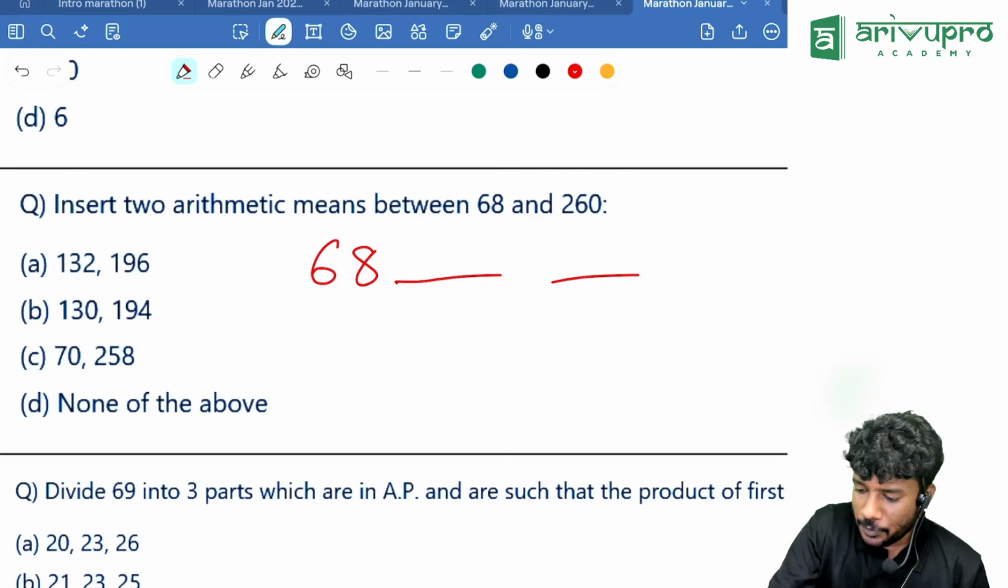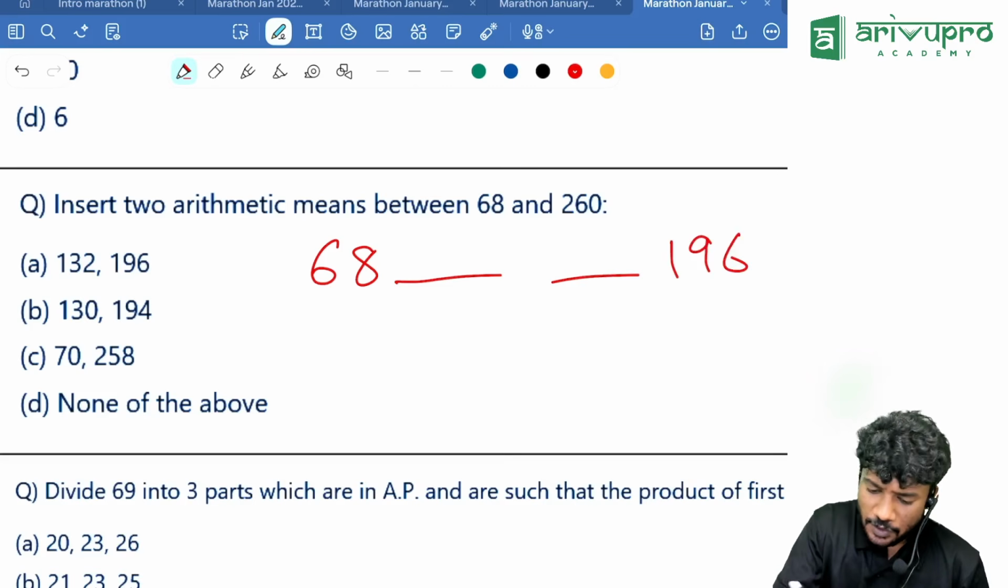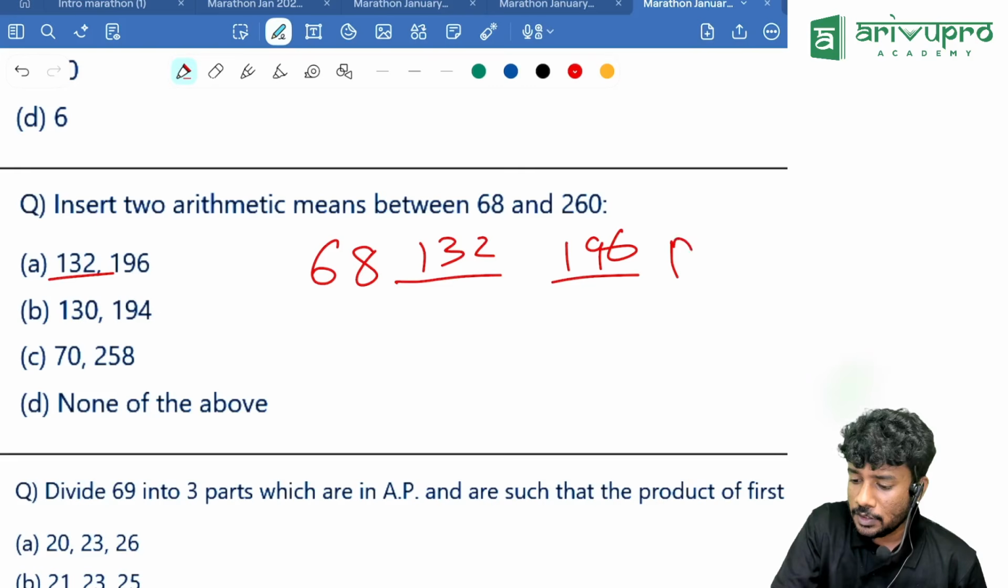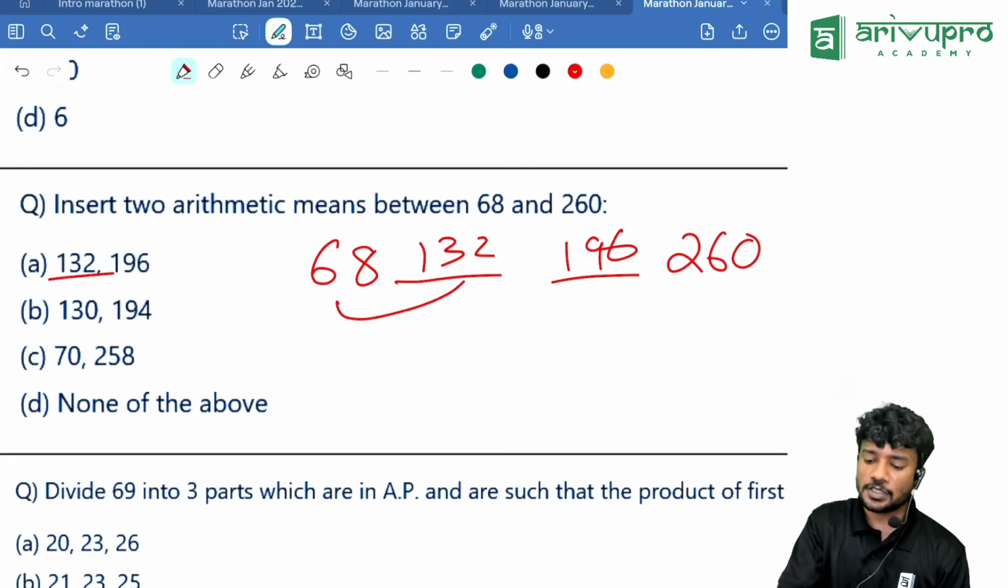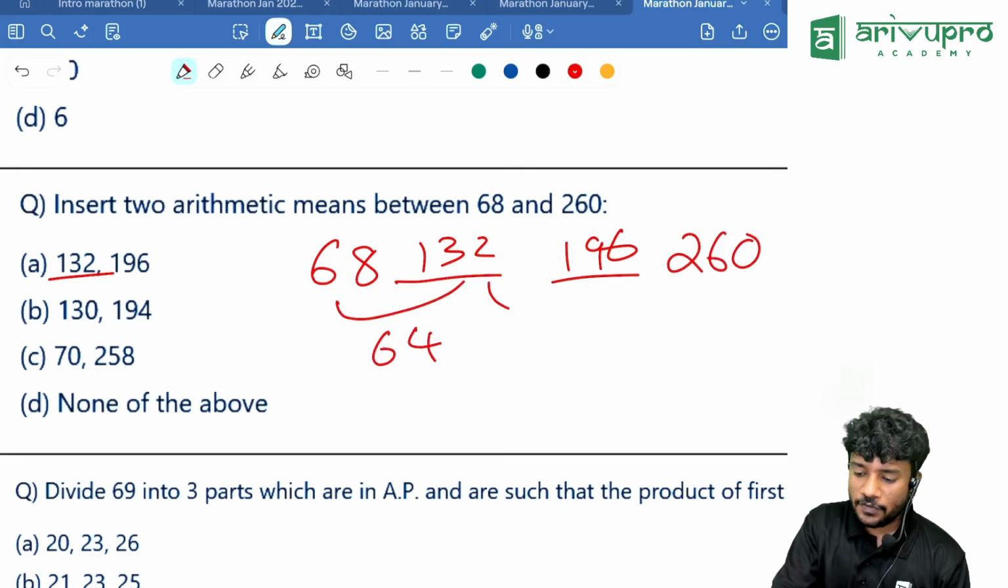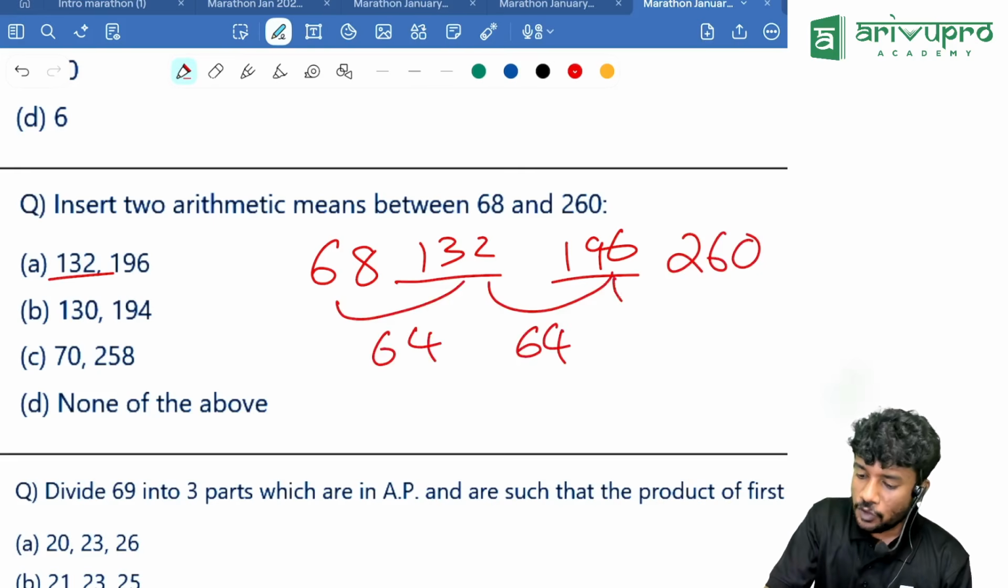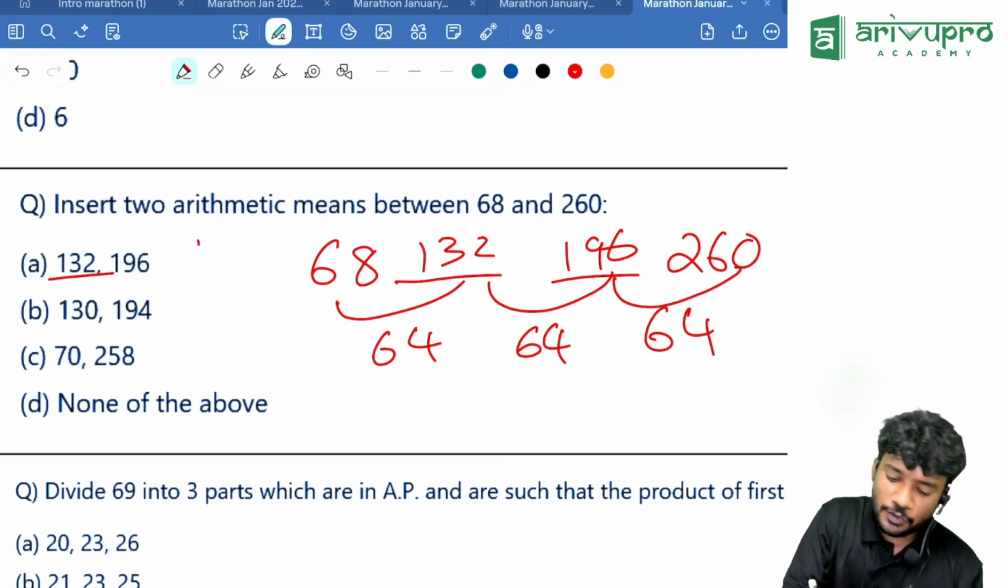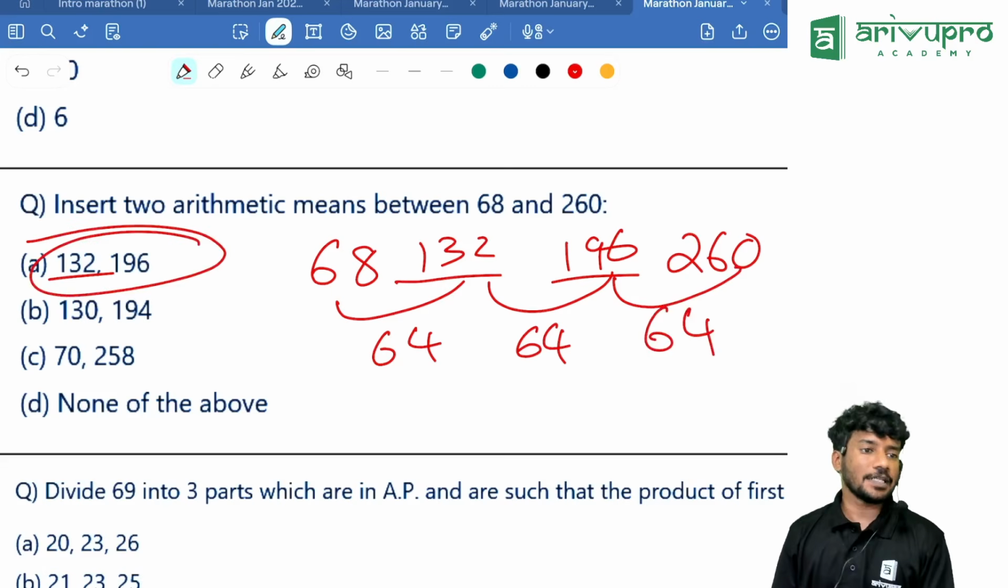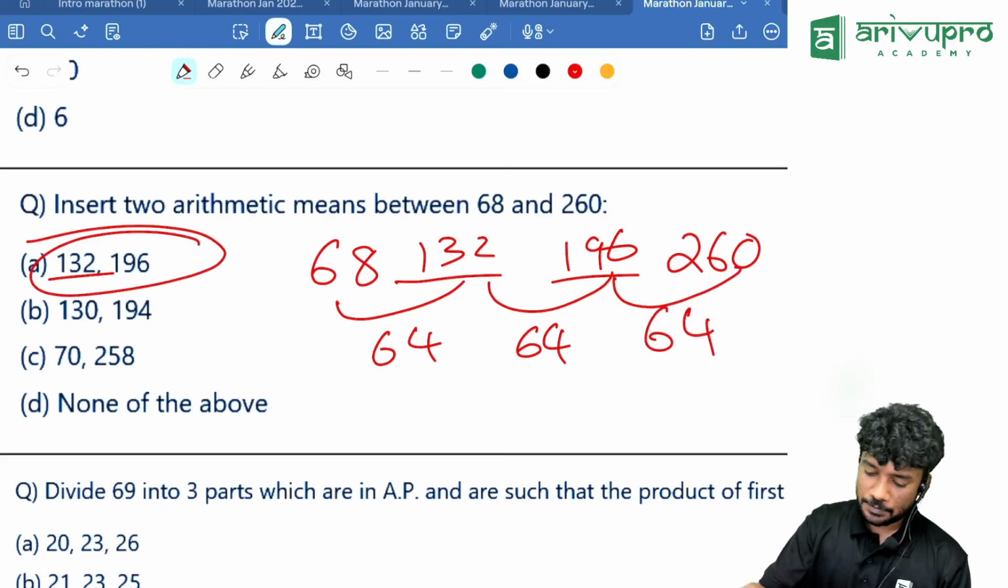68. Then we are putting two numbers in between, right? If you are putting the two numbers 132 and 196, is it possible? 1 second. 260 is the fourth term. Tell me, common difference is how much? 64. Common difference is 64 each time. That means option A is your right answer. Okay? Yes.